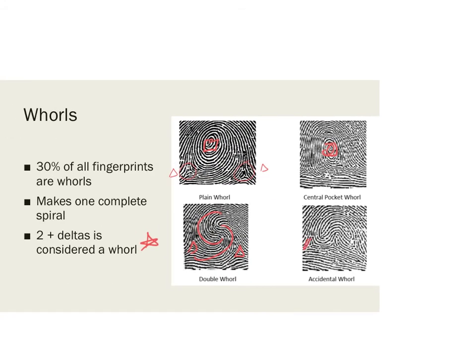An accidental whorl, here's my delta, there's a delta. Do you see how it kind of arches, but then it doesn't finish spinning? Okay, so it's like I have a spin, but not really. This would be an accidental whorl.